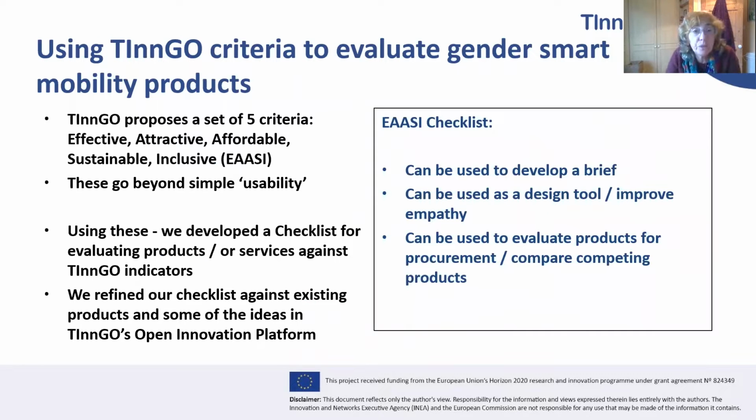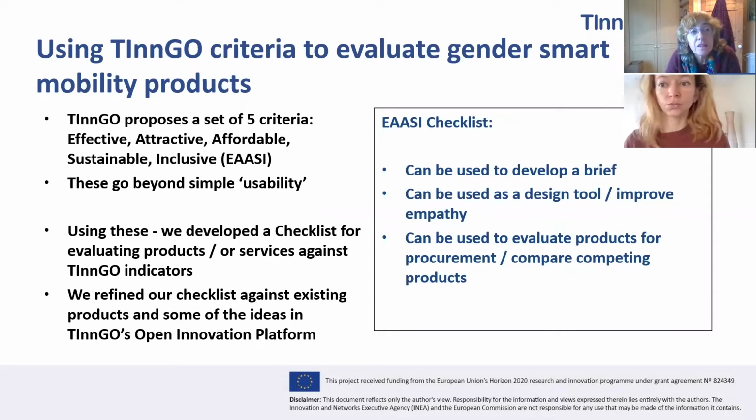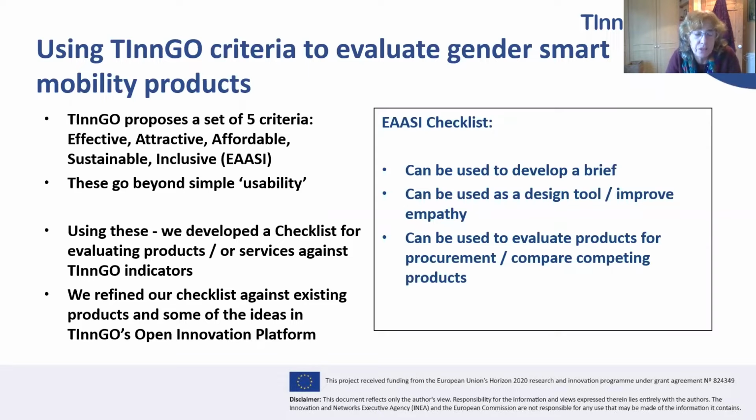So within TInnGO, we have 5 criteria that have been proposed: effective, attractive, affordable, sustainable, and inclusive. And these go well beyond simple usability. So you can't really just use a usability checklist to evaluate, to get at these criteria. So we developed the checklist for evaluating products against the TInnGO indicators. And we've refined this checklist against some existing products and against some of the ideas in the Open Innovation platform. So we've improved it as we've gone along.